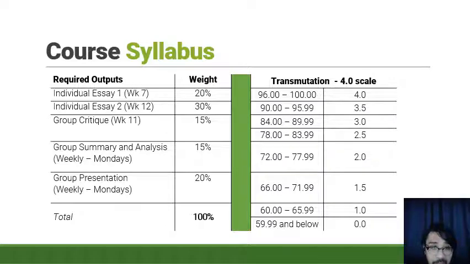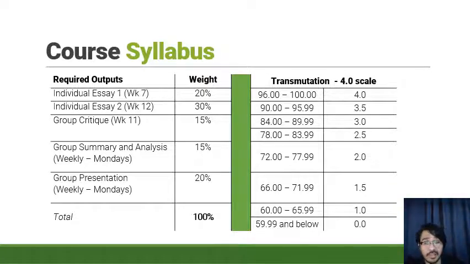Now, this is the weighting for each of the required outputs or assessments. So the first essay is worth 20%. The second essay is worth 30% of your grade. The group critique is worth 15%. The group summary and analysis is worth 15%. And the group presentation is worth 20% for a total of 100, right?